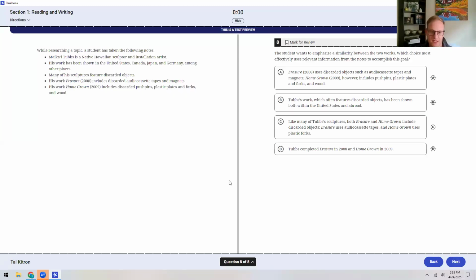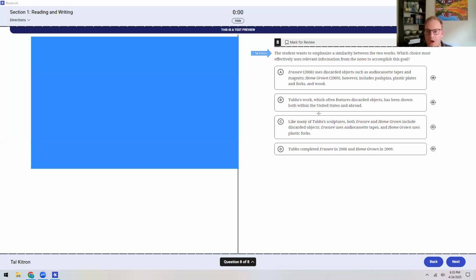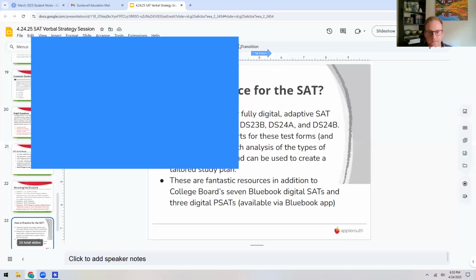And the last question for the evening is a bullet point question. Our job is, the student wants to emphasize a similarity. Well, we're going to block out these bullets because we probably don't need them. Choice A says, however, so I don't think that's a similarity. This only mentions one work. Like many of his sculptures, these both include discarded objects. I mean, perfect. And then D says 08, 09, those are different years. So that's really it. That's the SAT verbal. Bring it back to the slideshow.